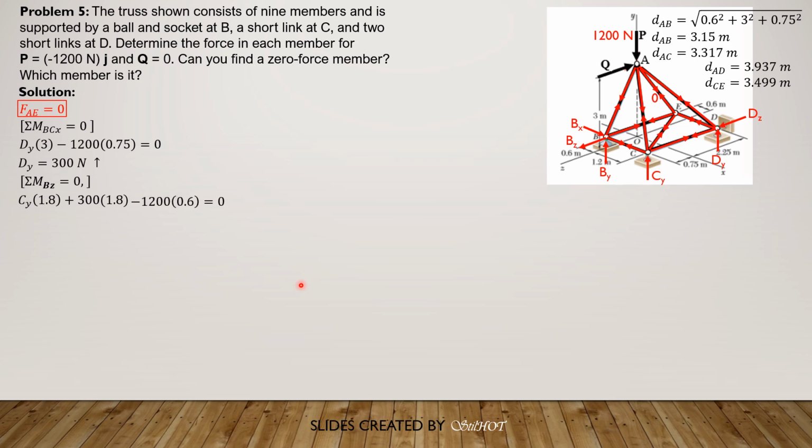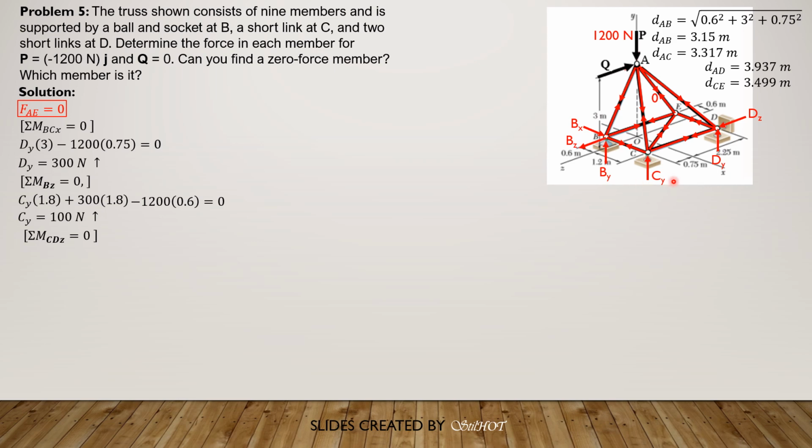So minus 1,200 times 0.6 equals 0. So Cy is equal to 100 newtons upward. Then summation moment about CDZ equals 0. So all these are not involved. By right thumb rule, 1,200 is positive. So use your right thumb.